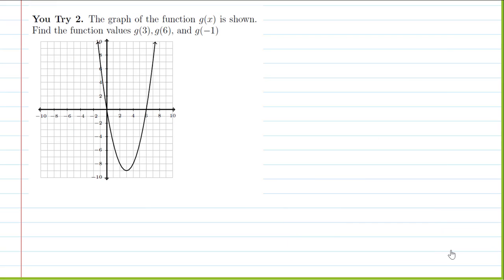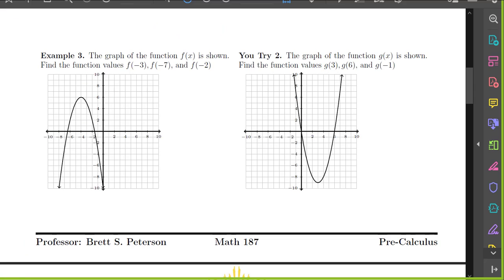All right, so let's go ahead and read off our values. So if we go to 3, and we go down to our graph, we look like we're going to get negative 9. So g of 3 is negative 9. If we go to 6, we're actually right on the horizontal axis, so g of 6 is going to be 0. And g of negative 1, looks like we're going to go all the way up here. We're going to get g of negative 1 is 7. And those would be our outputs from our graph.